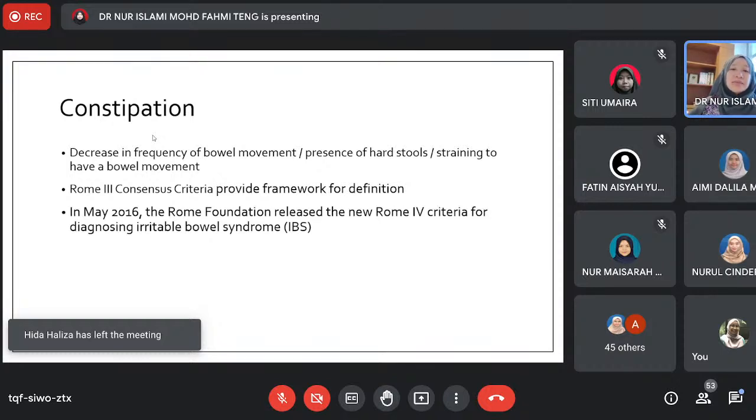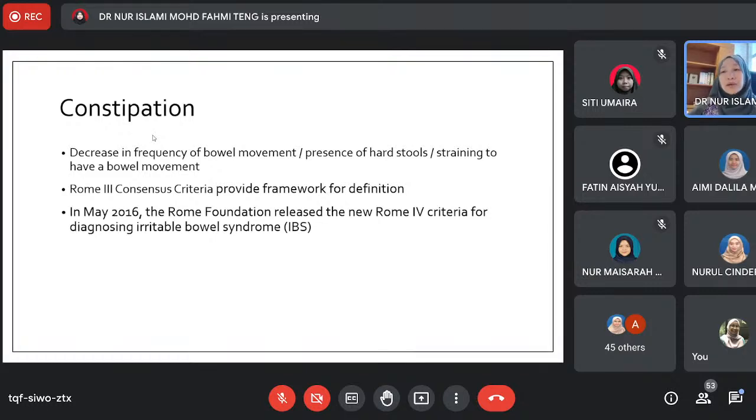And in May 2016, the Rome Foundation released the new Rome 4 criteria for diagnosing irritable bowel syndrome, or we call it IBS. So please, I want all students to read about the Rome consensus criteria. What is the criteria to diagnose IBS? What is the criteria to define constipation? Dah bagi clue dah. Please read this.